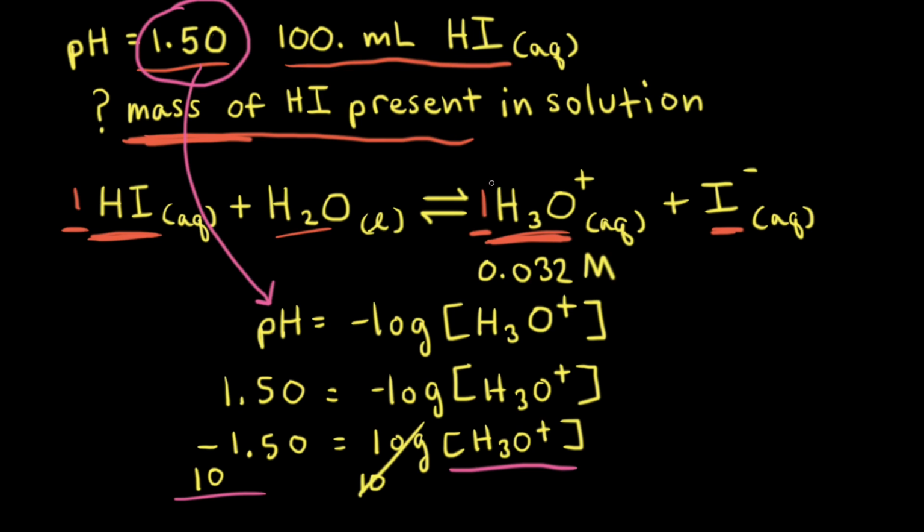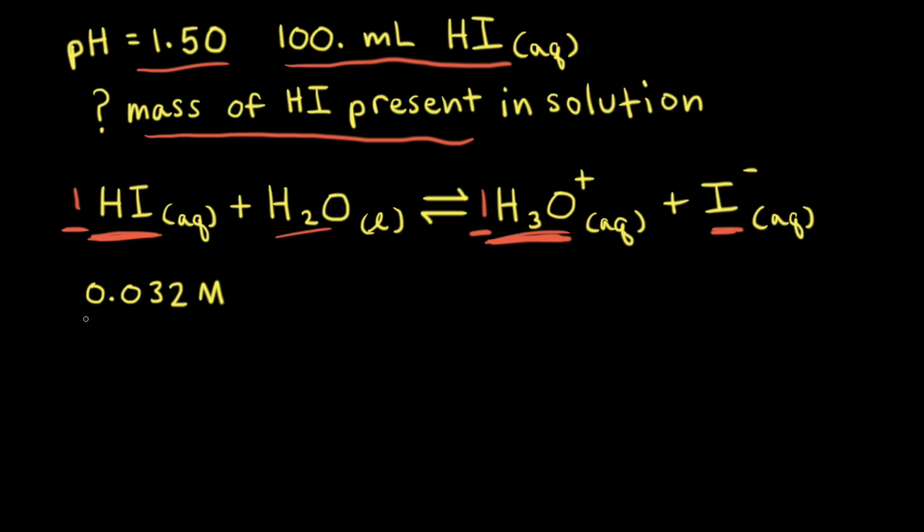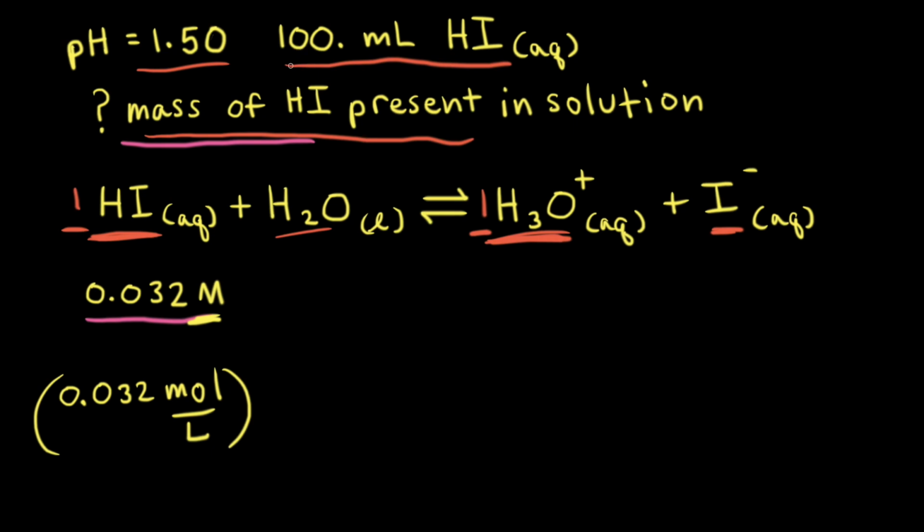And because the mole ratio of hydronium ion to HI is 1 to 1, the initial concentration of HI is also 0.032 molar. Now that we know the initial concentration of HI, we're ready to find the mass of HI present. Molarity is moles per liter, so let's go ahead and rewrite this as 0.032 moles per liter. The volume of the solution is 100 milliliters, which is equal to 0.100 liters.